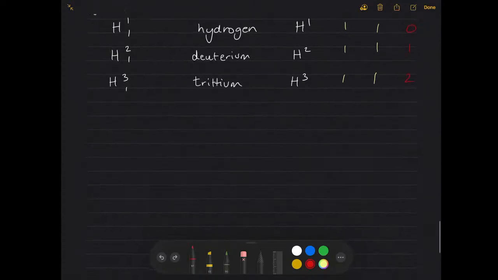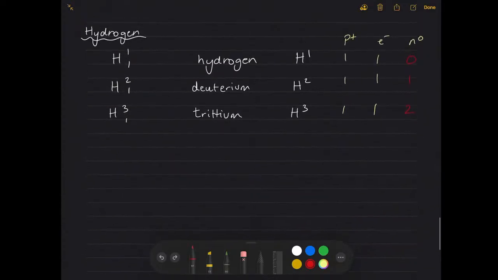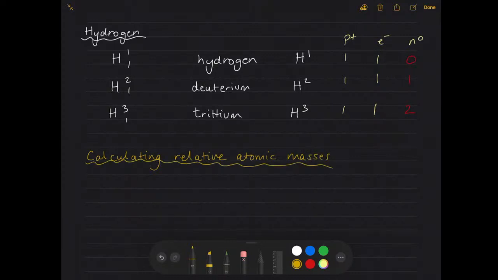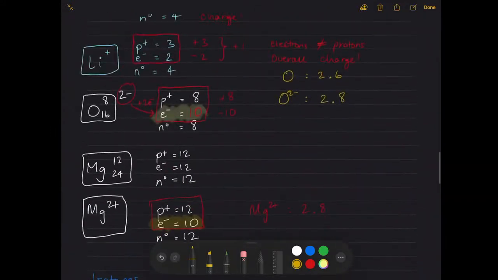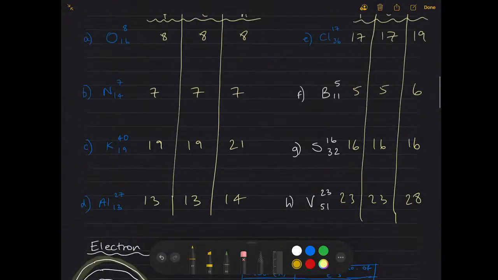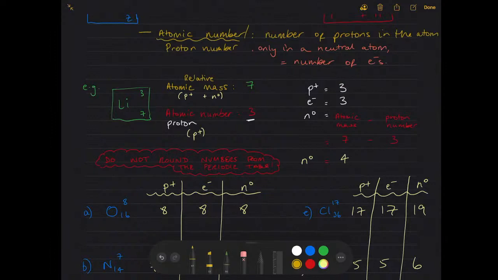Now, if you're wondering how isotopes are used, what kind of questions you may come across, or how we use them in calculating relative atomic masses, right at the start of the lesson, I told you not to round. Remember up here, we do not round numbers in the periodic table, and there's a very good reason for that.